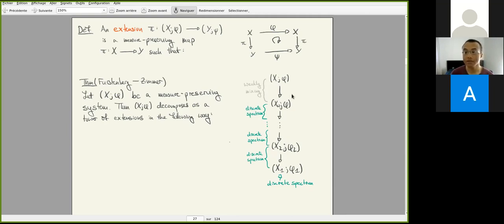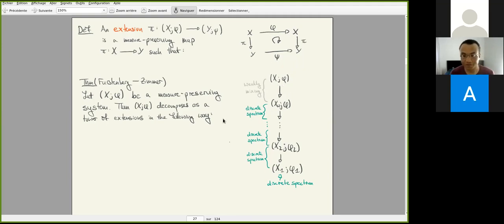And in the end, we not necessarily reach our system with which we started, but we reach a smaller system, which still has the nice property that this last step, the gap that we cannot bridge with discrete spectrum extensions, is an extension with a special property, which is called weakly mixing. And this is not going to play a role in this talk. So this is also why I drew it in gray. So I'm not going to define this particular notion.